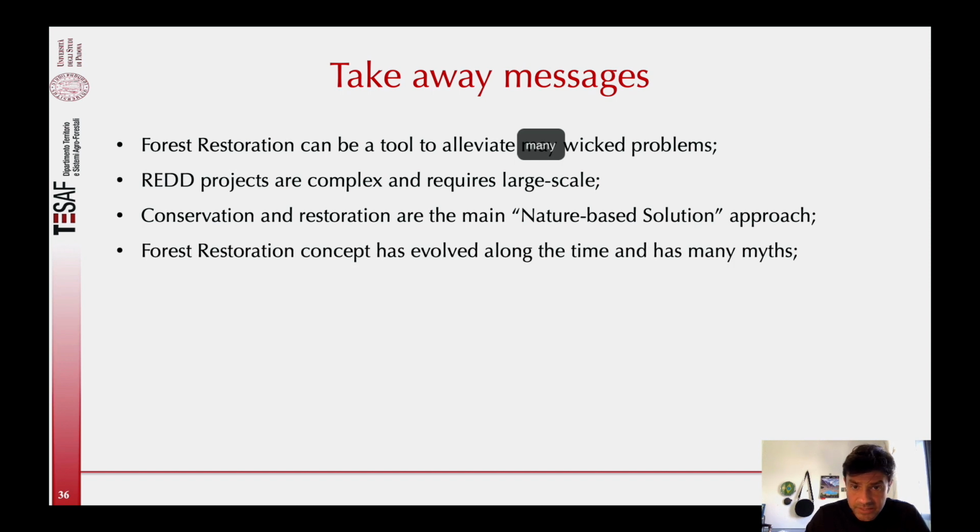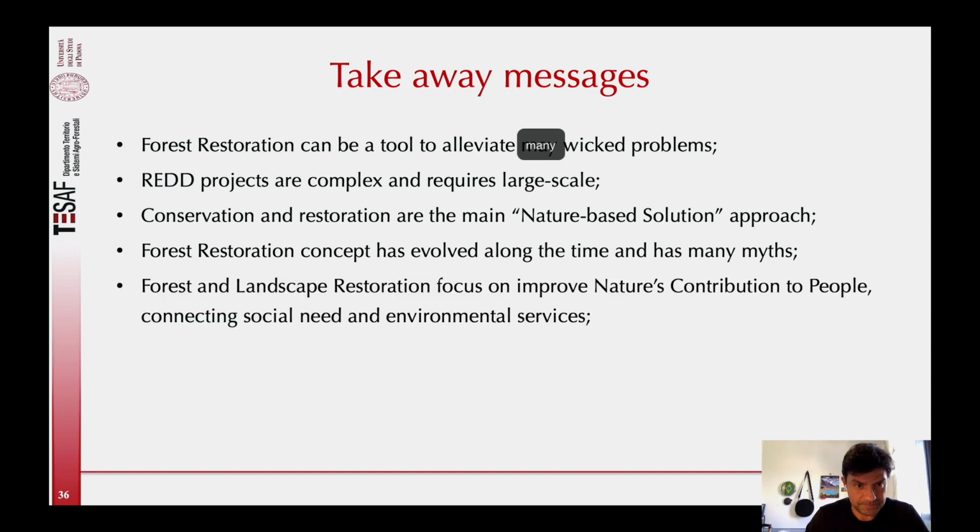The forest restoration concept has evolved over time and it has many myths. Remember the myths of restoration. Forest and landscape restoration focus on improving nature's contribution to people, connecting social needs and environmental services. This is one of the main messages.